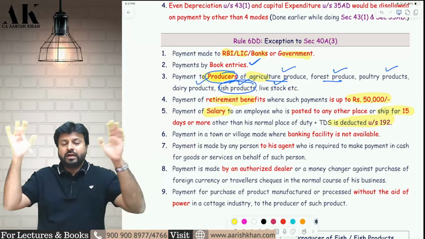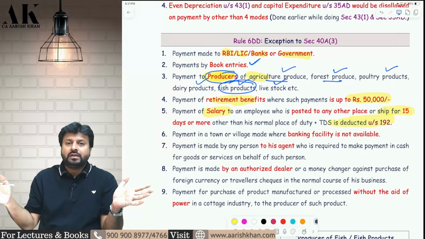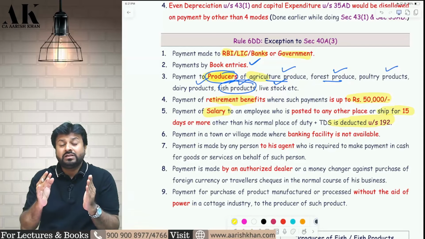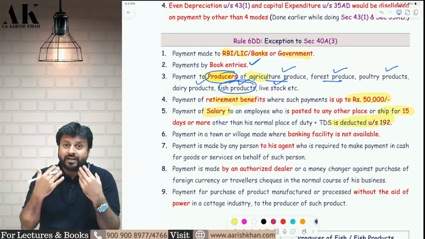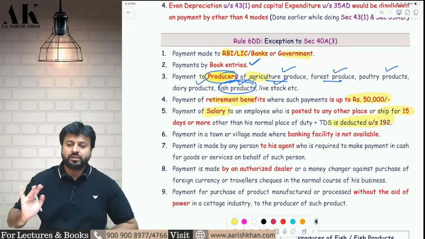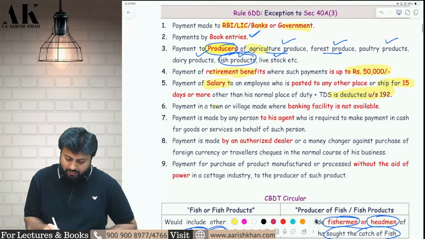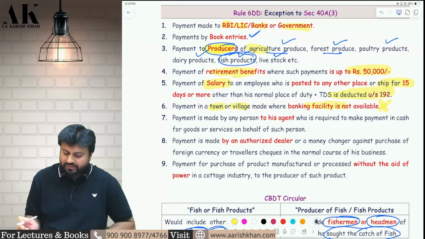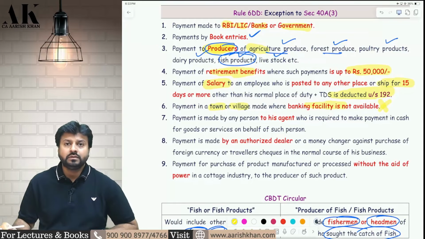So if an employee is going out of town for some official work for 15 days or more, and if I deduct the TDS, then I can make the payment in cash to the employee. It's okay. Similarly, if I make a payment to a person in a town or a village where there is no banking facility, there is no bank, I can make the payment in cash.